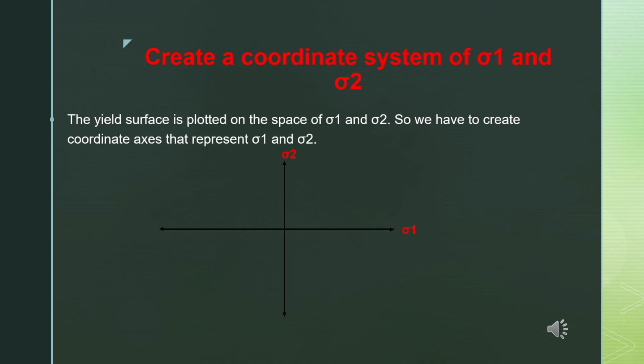Now I'll describe to you the first step. Since the yield surface is described in terms of the variables sigma 1, sigma 2 and sigma 3, which are the first, second and third principal stresses, the first step to draw the yield surface in 2D will be to draw the coordinate axes showing sigma 1 and sigma 2. Sigma 1 is shown on the horizontal axis, sigma 2 is shown on the vertical axis. Please note that since we are describing it in 2D, there are only two principal stresses, sigma 1 and sigma 2. If we do it in 3D, there will be three principal stresses.